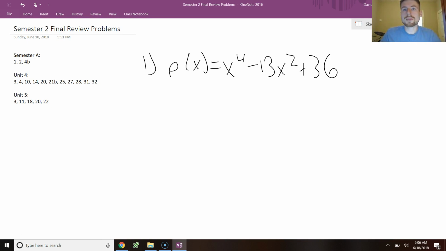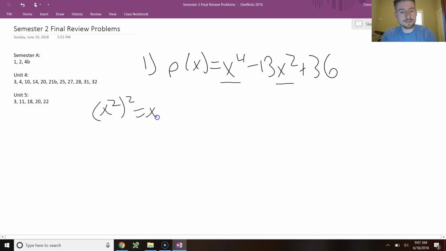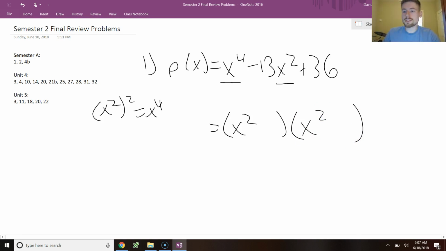To answer at least the number of crossings question and the x-intercepts question, we need to factor the polynomial. So let's factor it. This factors like a quadratic does, because this is the middle term squared. If you were to square x squared, you get x to the 4th. So you can factor this just like you would a quadratic. This factors like x squared and then x squared, and then two numbers that multiply to 36 and add to negative 13 are negative 4 and negative 9. Okay? So if you were to FOIL this, you'd get what we started with.